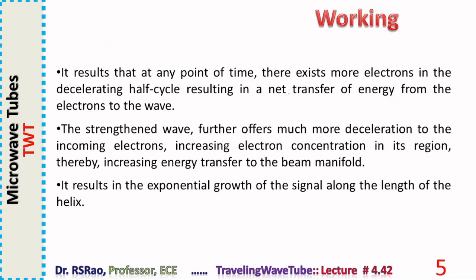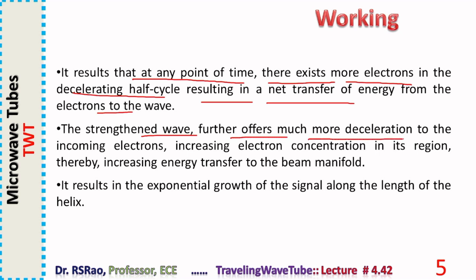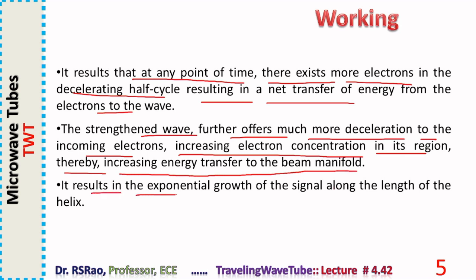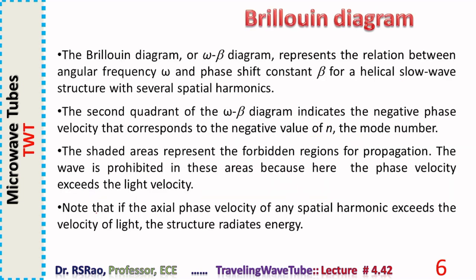Some more points regarding the functioning. It results that at any point of time there exist more electrons in the decelerating half cycle, resulting in a net transfer of energy from electrons to the wave. The strengthened wave further offers much more deceleration to the incoming electrons, increasing electron concentration in its region, thereby increasing energy transfer to the wave. It results in the exponential growth of signal along the length of the helix.